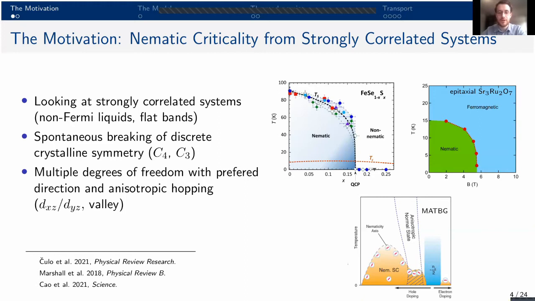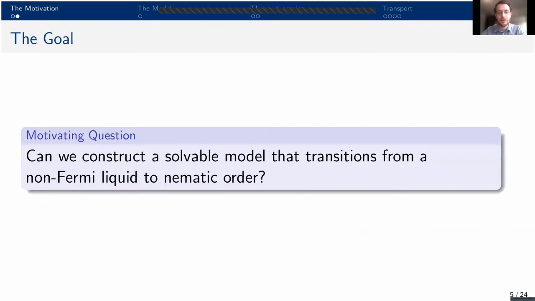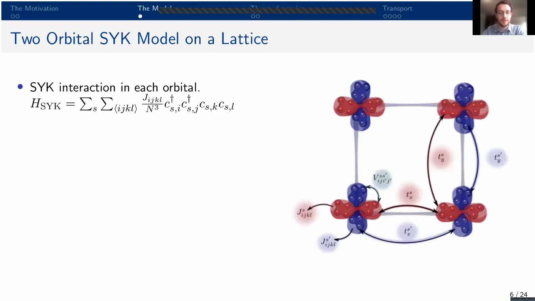With this motivation, we can ask our motivating question: can we construct a solvable model that transitions from a non-Fermi liquid to nematic order? Now, how are we going to go about doing this? We start with the canonical solved model for a non-Fermi liquid, which is the SYK model, which I'm sure you have heard a lot about already during this March meeting. Just to review, it's an all-to-all coupling of 4 fermions with some random coupling constant J that has a probability distribution with 0 mean and a variance of some constant J squared.